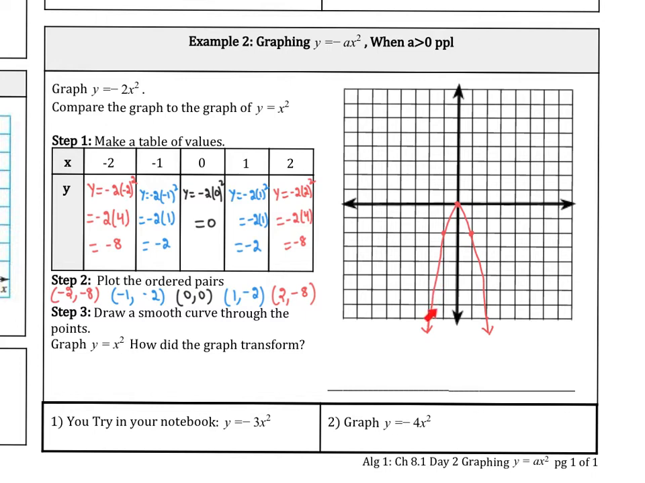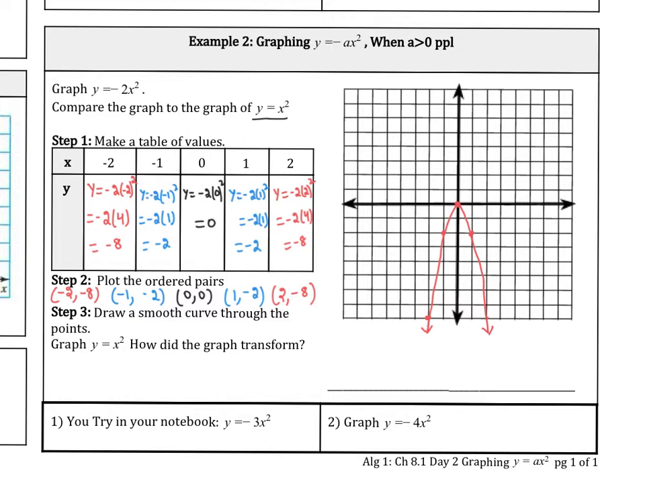This graph is skinnier and it's stretched vertically because it has a number in the front that is greater than 1. So if you have 2, 3, 4, 5, 6 and so on, you're going to get a vertically stretched graph, or narrow graph. You're going to compare this graph with our original graph, that is y equals x squared.